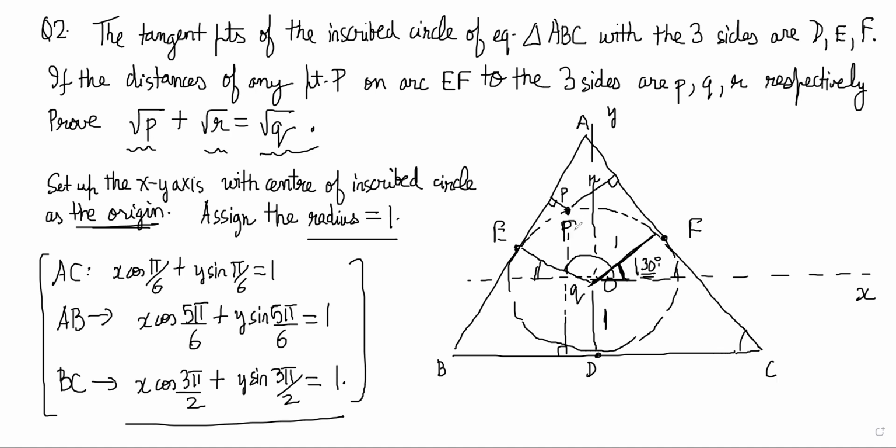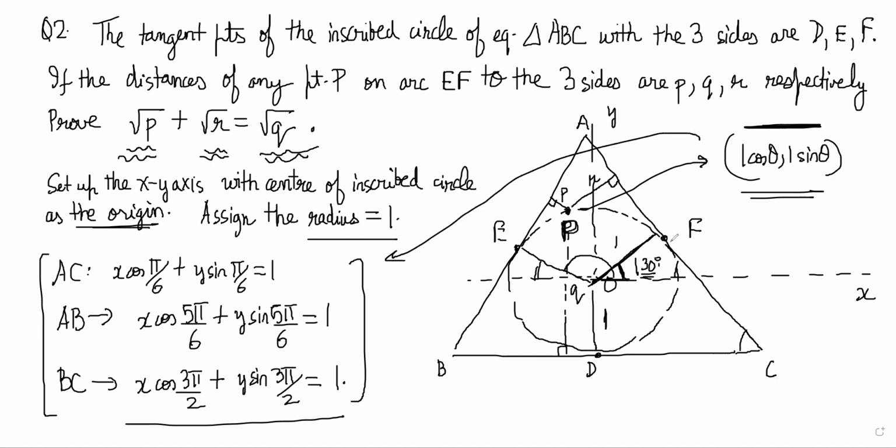Now, P is a random point on this circle. So P's coordinates can be given as 1 cos theta, 1 sin theta, because the radius of the circle is 1. So cos theta, sin theta is our P point. And now it is very easy to find the distances root P, root Q, and root R from point P to each of those straight lines. We know the equations of the straight lines, so it is quite easy to check this distance. So for example, root R is basically going to be the distance of P to the side AC, right?